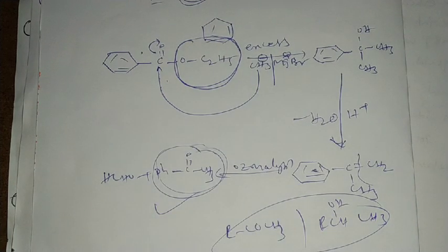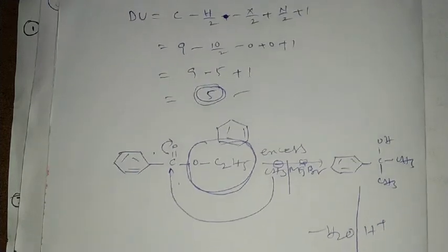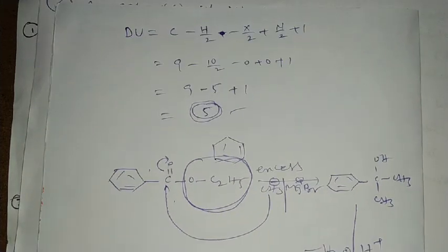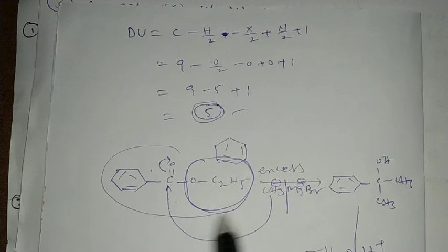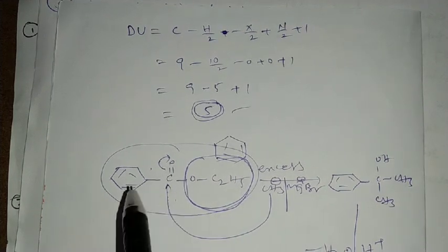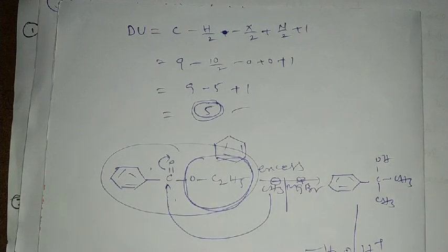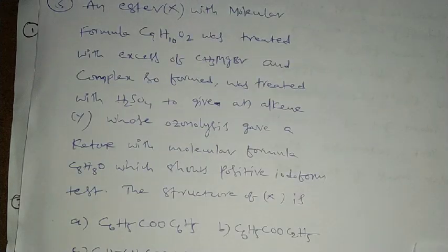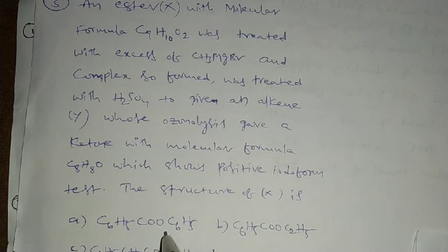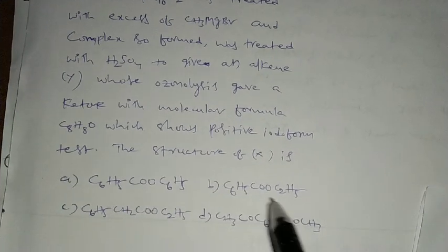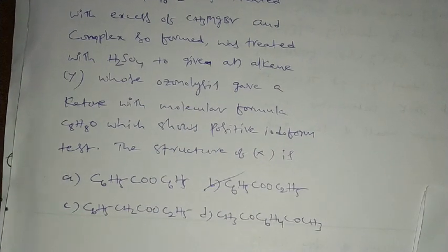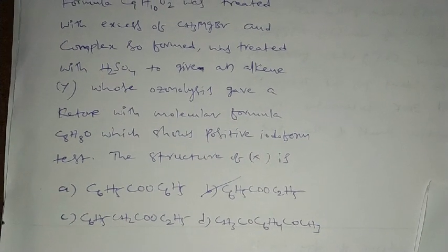Now, as per this explanation, what is our expected answer here? Definitely, this is the required ester, the starting ester, C6H5COOC2H5. Then what is our appropriate answer here? C6H5COOC, so this is not correct. C6H5COOC2H5. Is it clear?